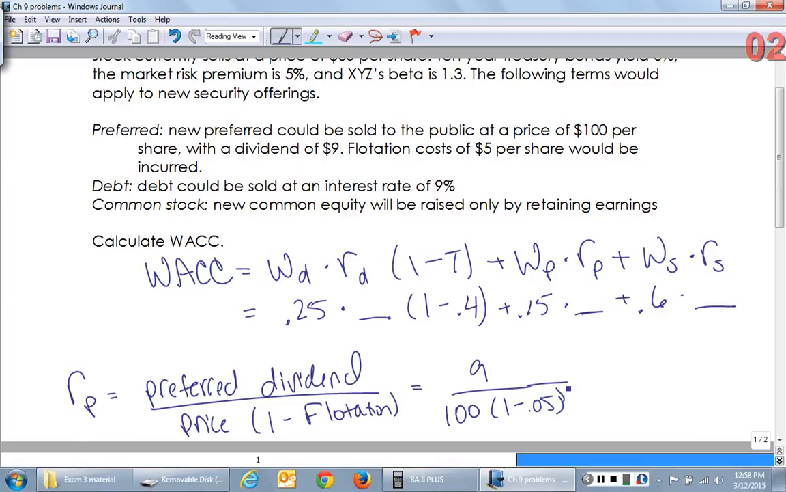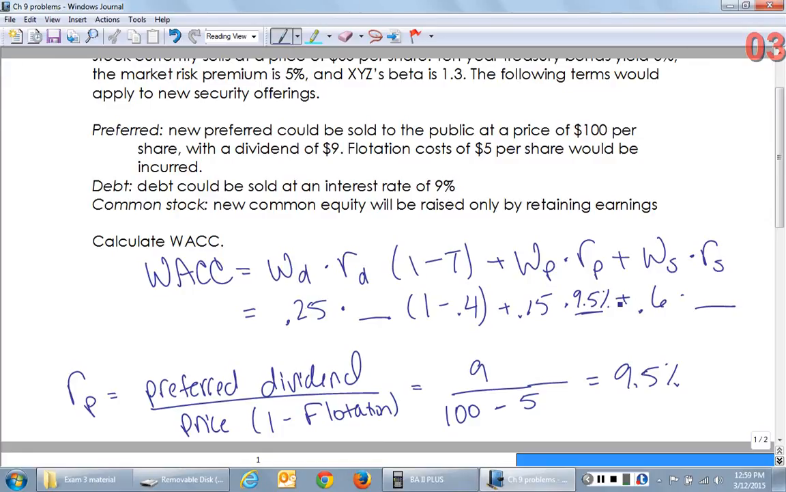If the flotation costs had been given to you, we used 5% because $5 is 5% of the price. Or you could simply say minus flotation in dollar terms of $5. Either one of these is accurate. So we have $9 divided by $95. And that gives us 9.5%, rounded of course. So we can put this in. The cost of preferred stock is 9.5%.